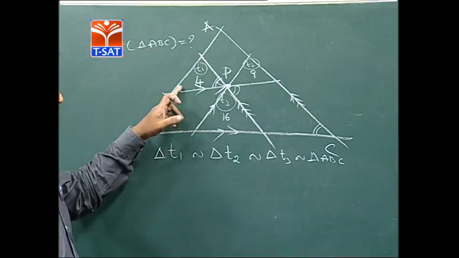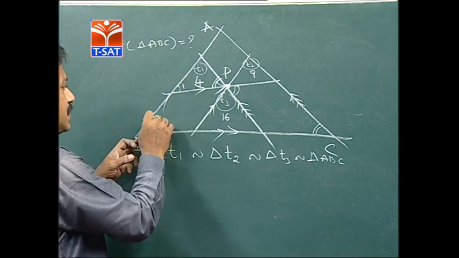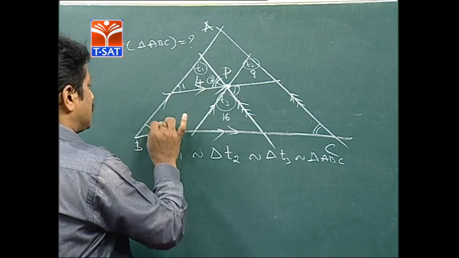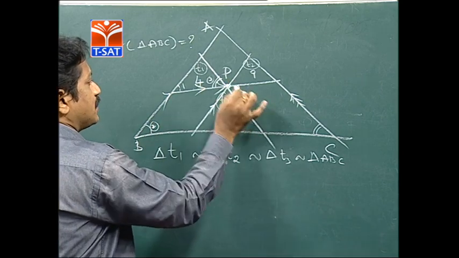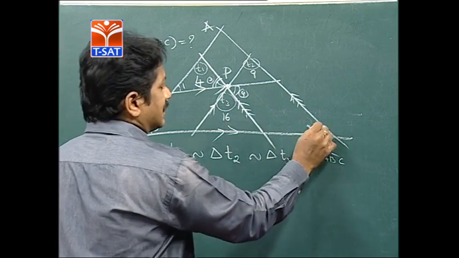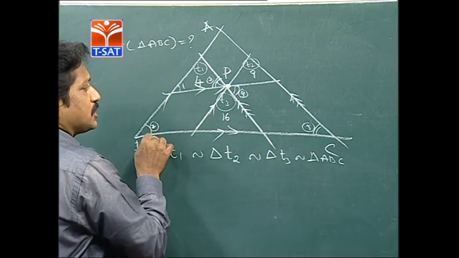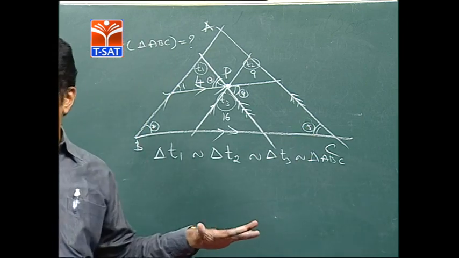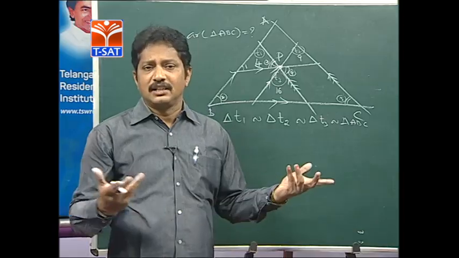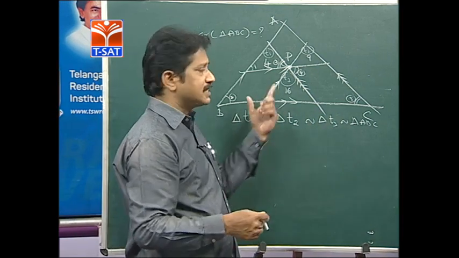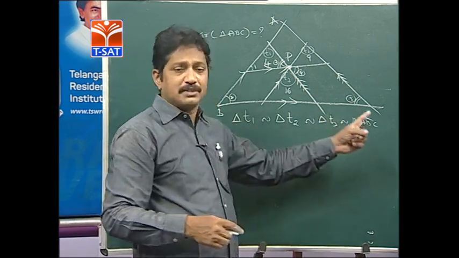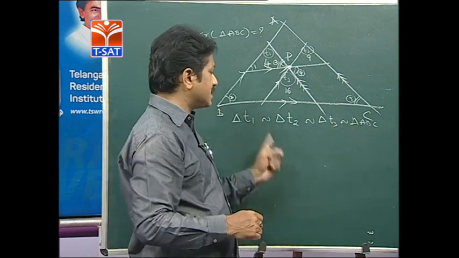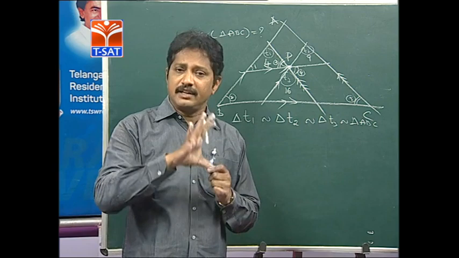So this is angle 1 equal to angle 1, this is angle 2 equal to angle 2, and this is angle 3 equal to angle 4 equal to angle 5. So angle 1 equal to angle 2 and angle 3 equal to angle 5. The base angles are equal. So obviously the vertical angle is also equal, so those two triangles are similar. When triangle T1 is similar to triangle ABC, you can likewise prove that triangle T2 is similar to triangle ABC, and triangle T3 is similar to triangle ABC.